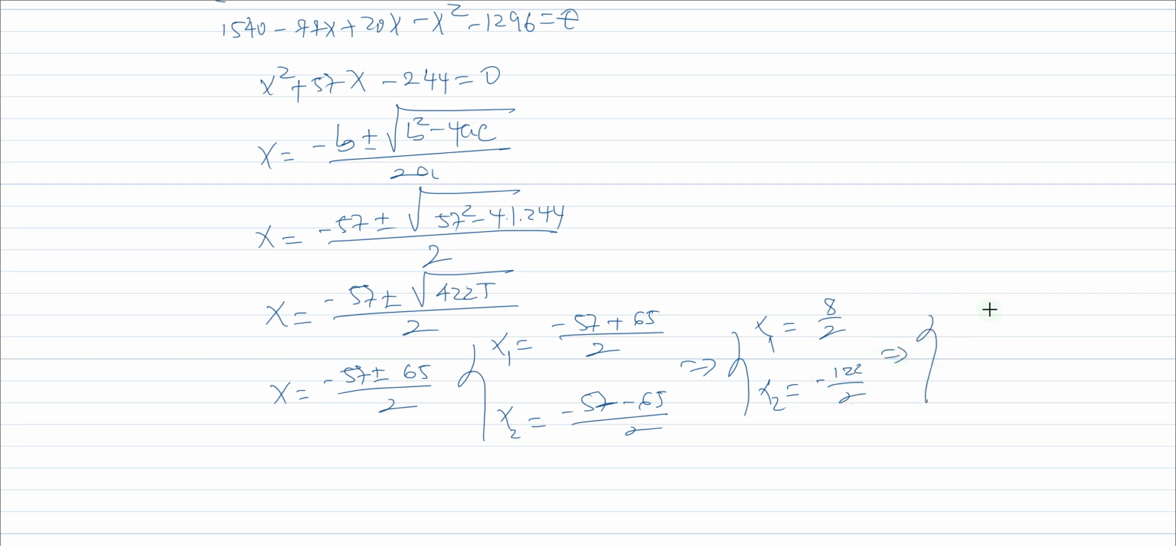So it means our x1 is going to be equal to 4, okay, this is the value of x1, and our value of x2 is going to be here. This one divided by 2 is going to be minus 61. So these are our real solutions for this problem.